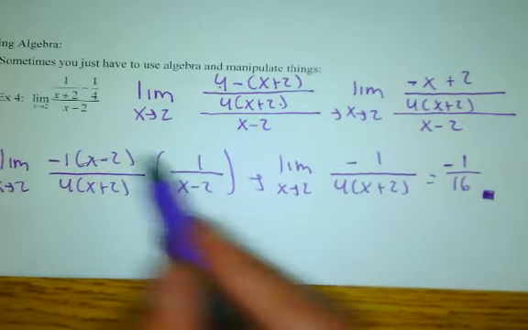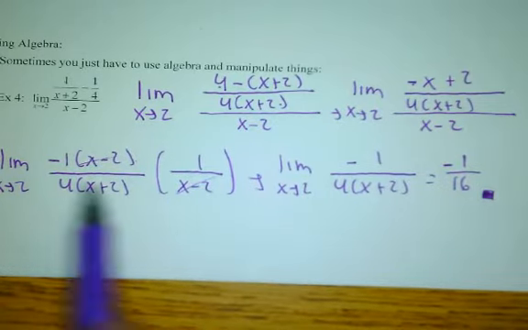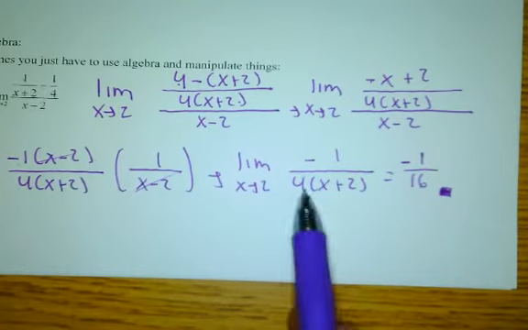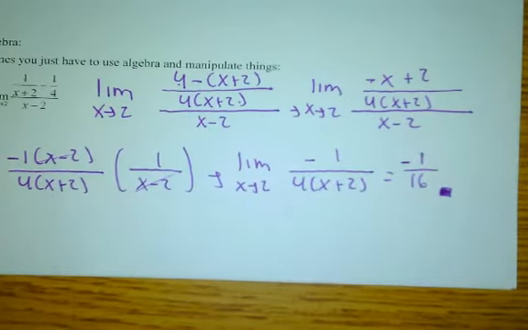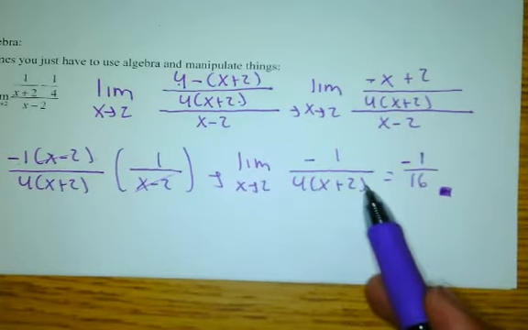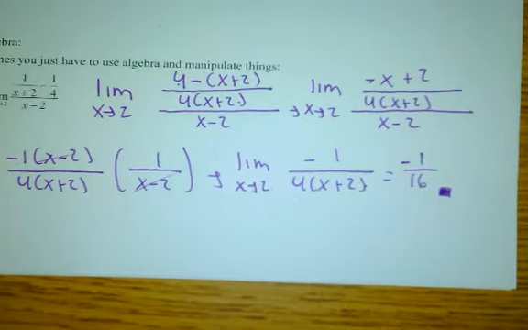And 4 times x plus 2, again, I didn't really multiply it out. You can if you want to, but not necessary. And then I plugged in 2. 2 plus 2 is 4. 4 times 4 is 16. Negative 1 over 16. Okay? Your algebra skills are going to come into play. So, practice. That's pretty much all I can tell you.